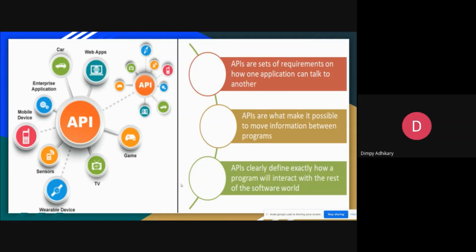connect to the corresponding server and get the response back. Okay. So APIs are a set of requirements, as I told, for how one application can talk to another, right? And it is actually what APIs make possible: moving information between programs, right? You can actually pass messages from one program to another program. So an API clearly defines how a program will interact with the rest of the software.